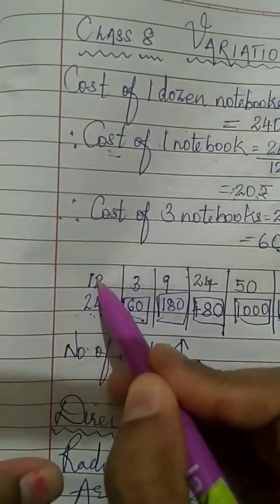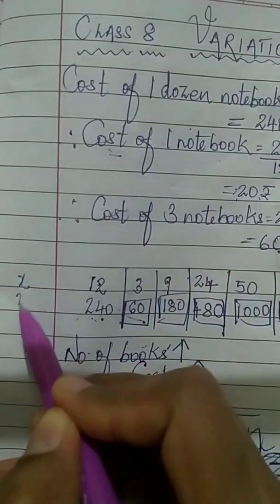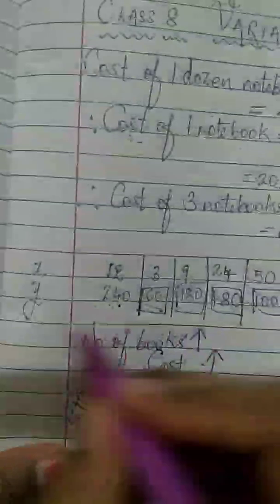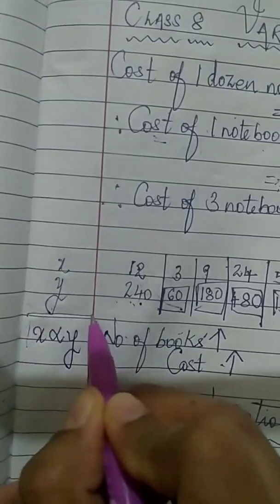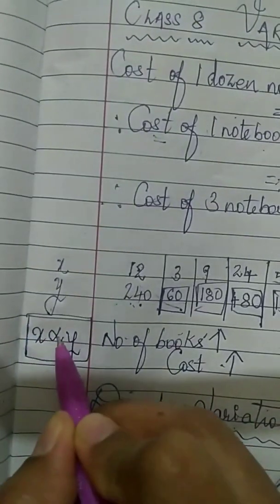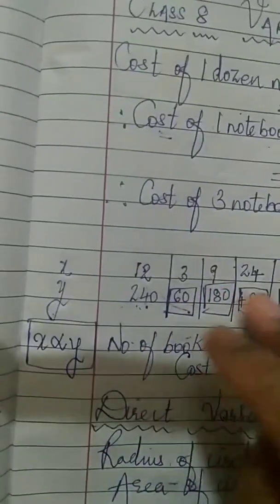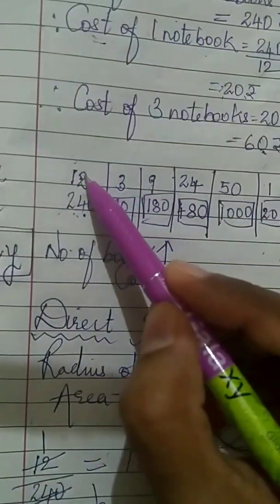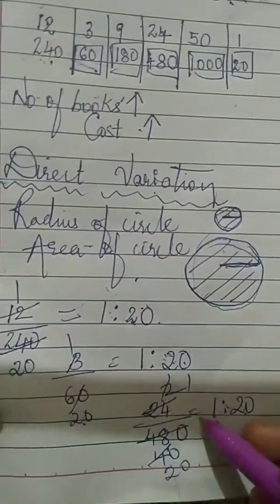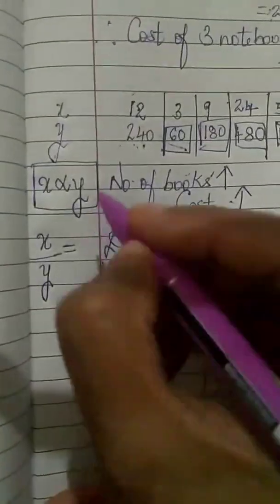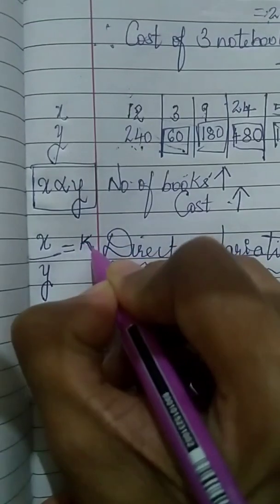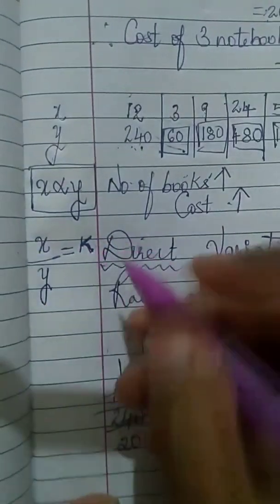So let the number of notebooks be x and the cost be y. So how will we show the relation? x varies directly to y. And what did we do for direct variation? We divided the number of books by the cost. When we divided, we got all the ratios to be the same. So x divided by y gives the same ratio, 1 is to 20, 1 is to 20. Let us denote that ratio by k. So this k is always constant.